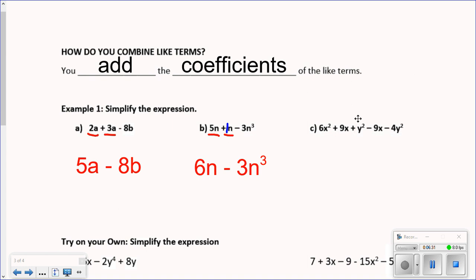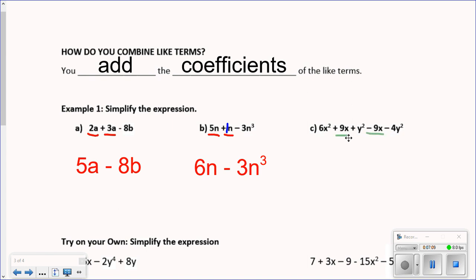Okay? This last one has got a lot going on. We have 6x squared plus 9x plus y squared minus 9x minus 4y squared. So a lot of things happening here. We're going to see what is a like term and what isn't. So we have 6x squared. There's no other x squared, so there's no other like term. So that's by itself. We have a 9x and we have a minus 9x. And we have a y squared and a minus 4y squared. So remember, we have to keep the sign in front of it. So it's a negative 4y squared.